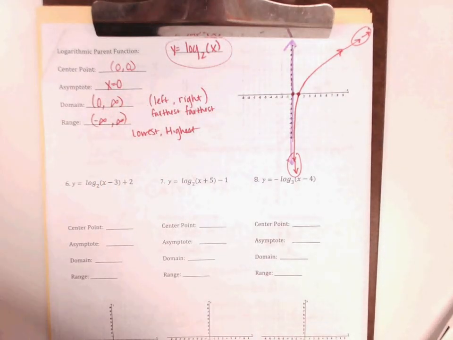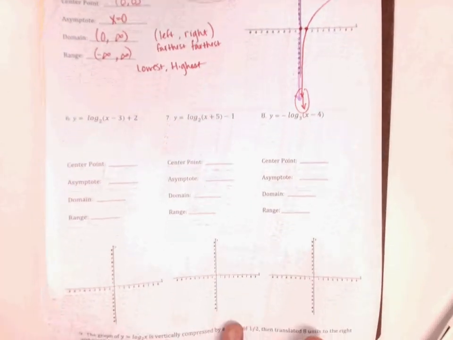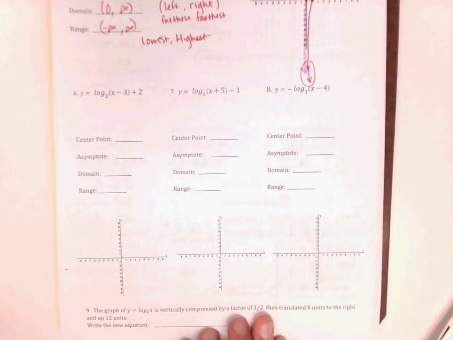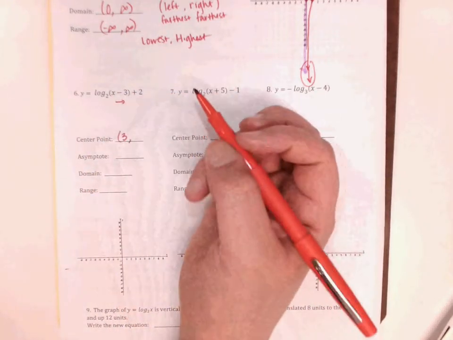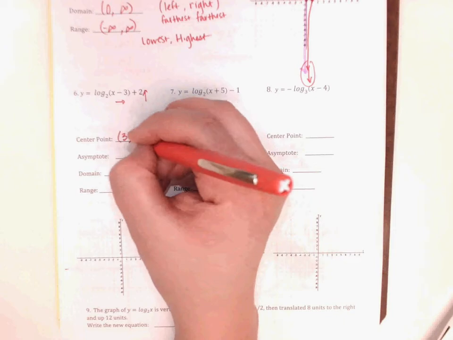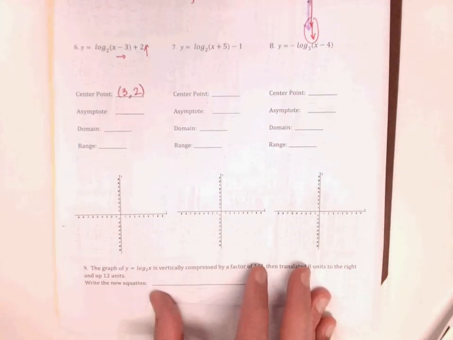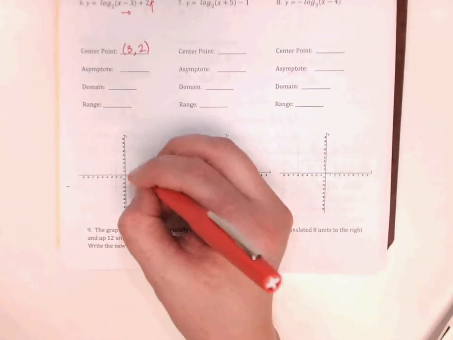So you would do it like that. Okay, 3 more left. Take a look at number 6. First thing I notice, I have a minus 3, that means to the right 3. Then I have a plus 2, that means up 2. So I'm going to go to the right 3 and then up 2, that puts me right here.